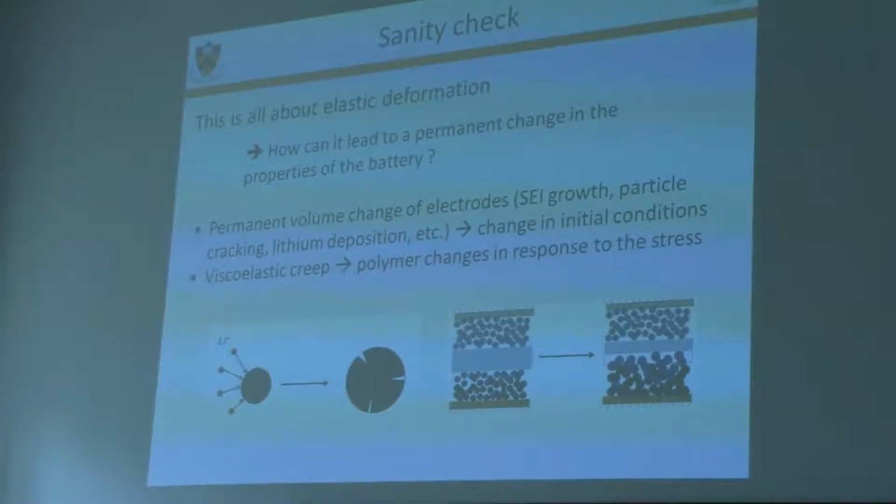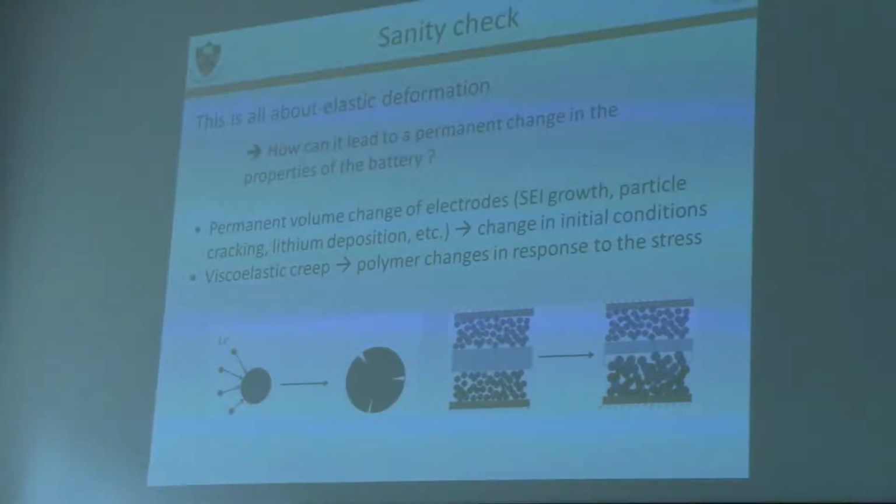For instance, if I have a permanent change in the volume of an electrode by plating lithium on it or growing an SEI, that's going to lead to a permanent strain on my separator. I can get creep. I can get viscoelastic creep in the polymer material. These are the kinds of things that can lead to permanent changes.